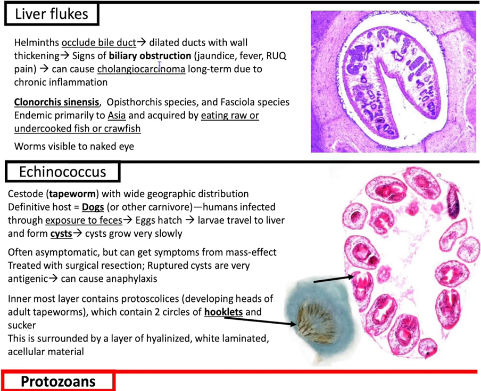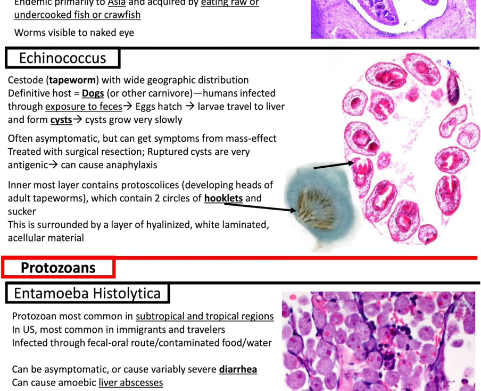Liver flukes, signs of biliary disease, can lead to biliary obstruction and a risk factor for cholangiocarcinoma. Clonorchis sinensis, Opisthorchis, and Fasciola species. Worms often visible to the naked eye. Echinococcus, a tapeworm. The definitive host is dogs, and they can form cysts. Cysts grow very slowly and can cause symptoms from mass effect, and it's very antigenic and can cause anaphylaxis. Look for your circle of hooklets and suckers.